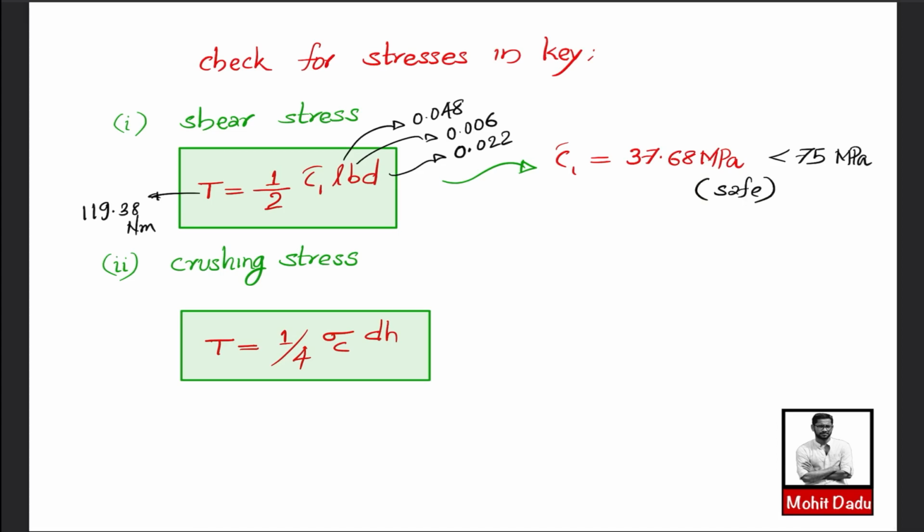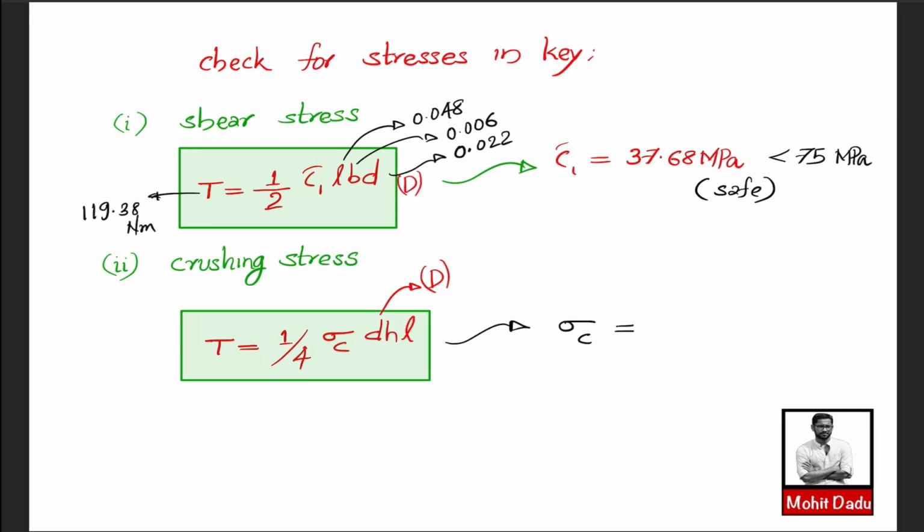In a similar way, the allowable crushing strength was given as 150 megapascal, and by using this equation you will find the crushing stress induced, that is sigma c, by substituting all the values. In this equation, 1 by 4 into sigma c into d into h into l, where this d is actually the shaft diameter. So this is actually the capital D.